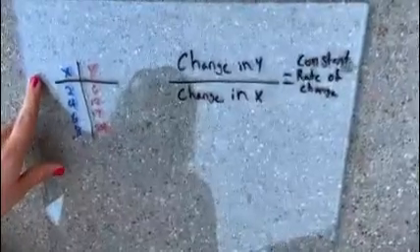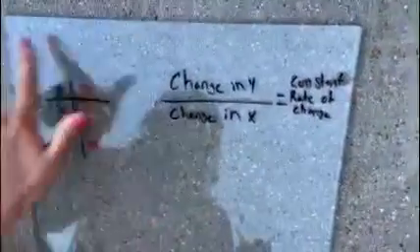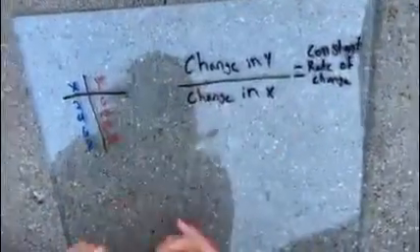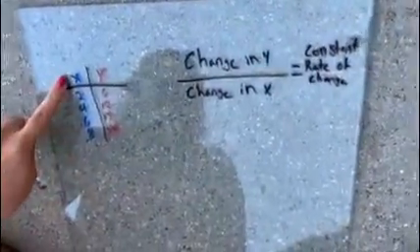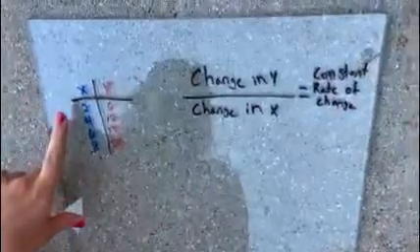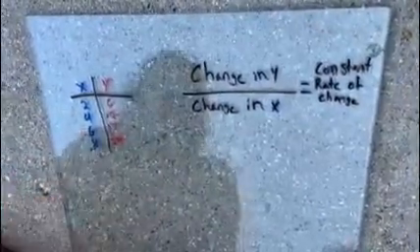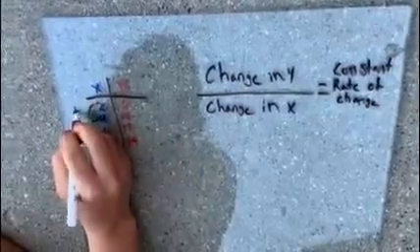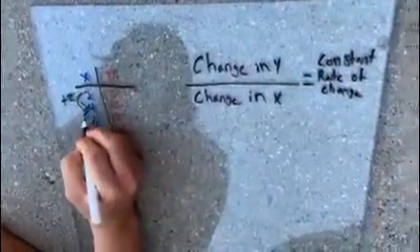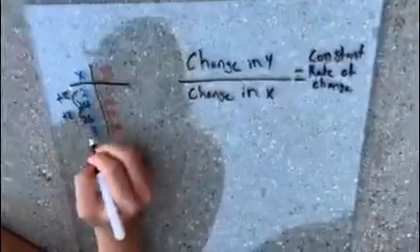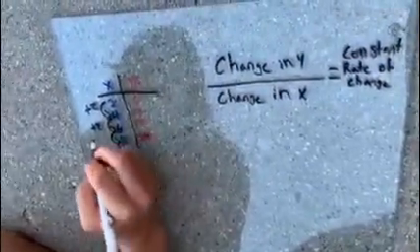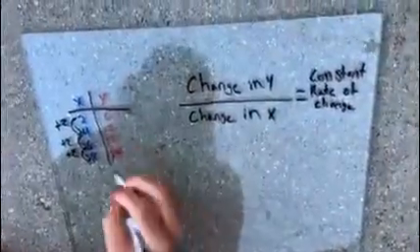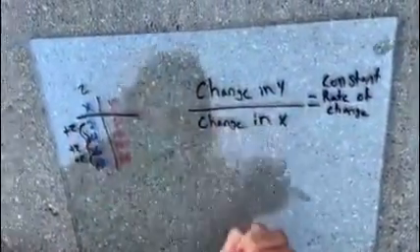Alright, so first we're going to go over the constant rate of change in a table, because it'll lead us right into finding the constant rate of change on a graph. On this table we have the x and the y values. The x values are 2, 4, 6, 8. Going from 2 to 4 is plus 2, 4 to 6 is plus 2, and 6 to 8 is plus 2. So the constant rate of change in the x is 2.